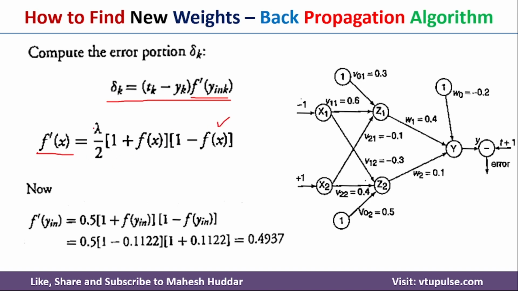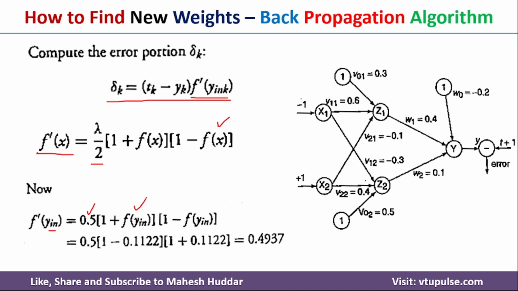What is that? Learning rate divided by 2 multiplied by 1 plus f of x multiplied by 1 minus f of x. So if you replace this x by y in, it will become something like this one, f dash of y in, which is equivalent to lambda divided by 2. What is lambda? Lambda is equivalent to 0.25 divided by 2, which has become 0.5 here. And this will become 1 plus f of y in, 1 minus f of y in.